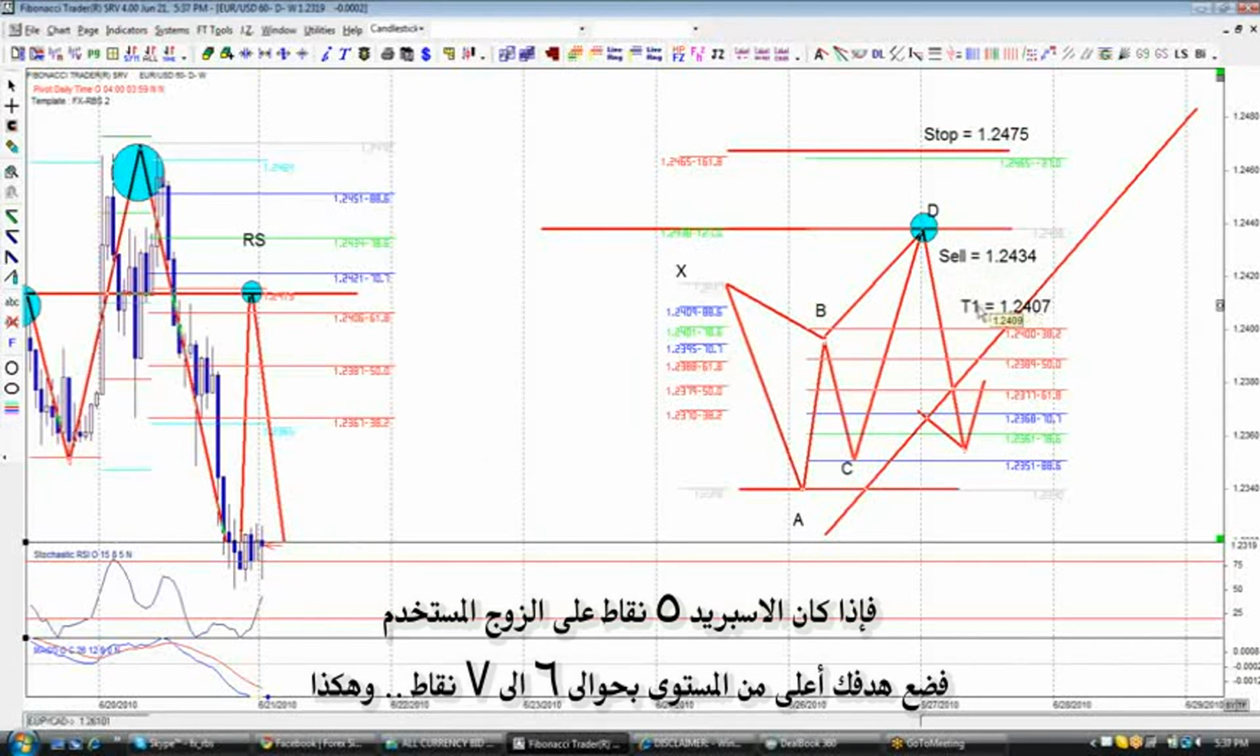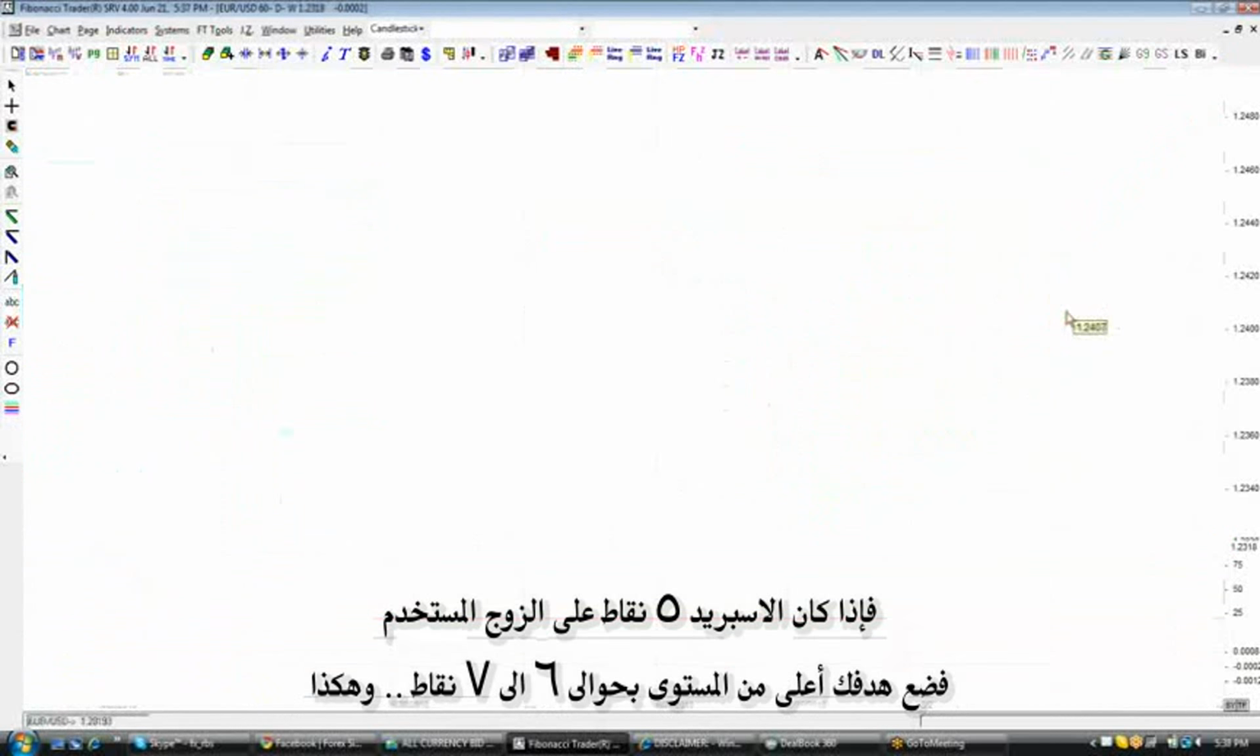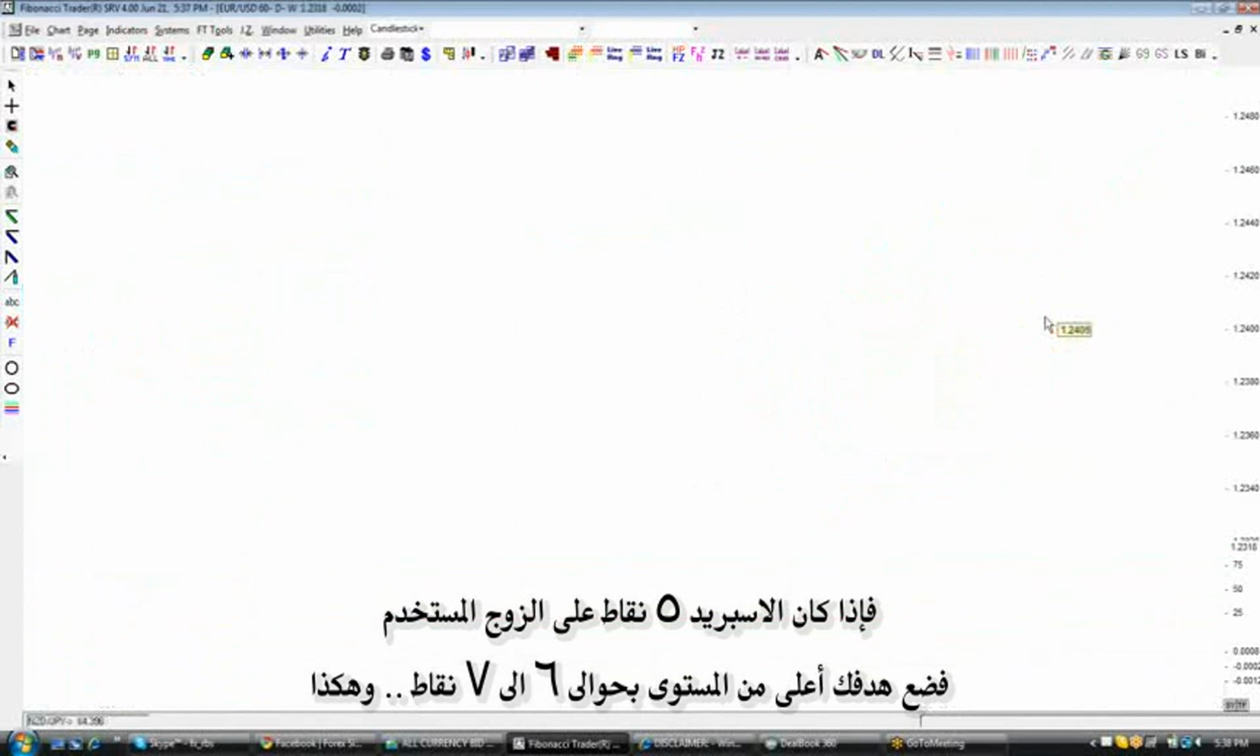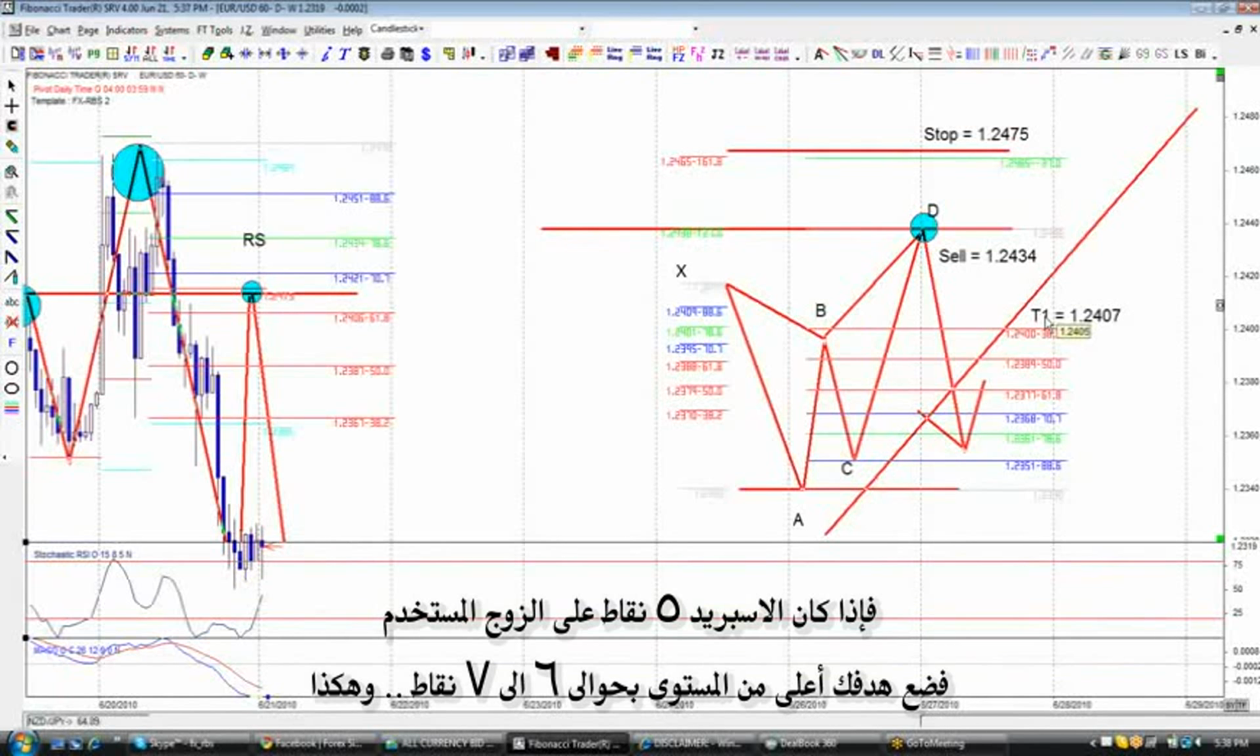So if your spread on your currency pair is 5 pips, place your limit 6-7 pips above. If the spread of the currency pair you're trading is 2 pips, place your limit 3, 4, 5 pips above the 382.